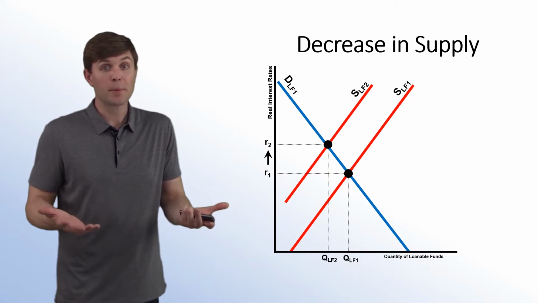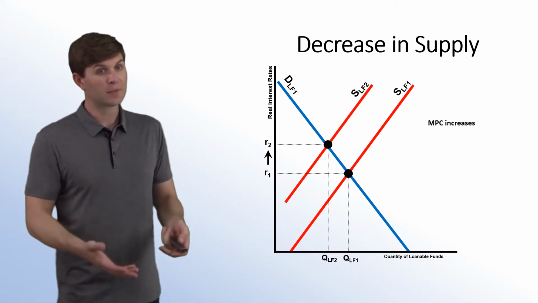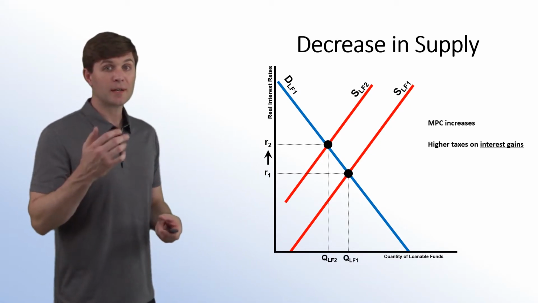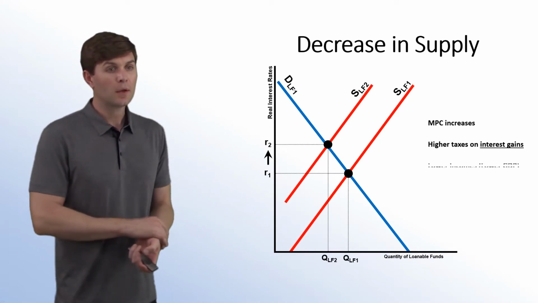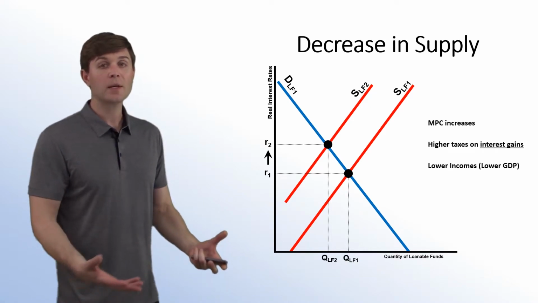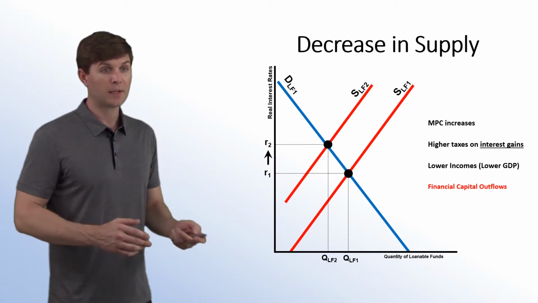If the marginal propensity to consume increases, we start spending more of our disposable income, less is going to savings. Higher taxes on interest gains. Government decides to tax interest gains at a higher rate, there's less incentive for me to put money in there. All right, lower incomes. If everybody's making less money or GDP is down, that means there's going to be less money to save, assuming that the MPS and MPC have not changed.